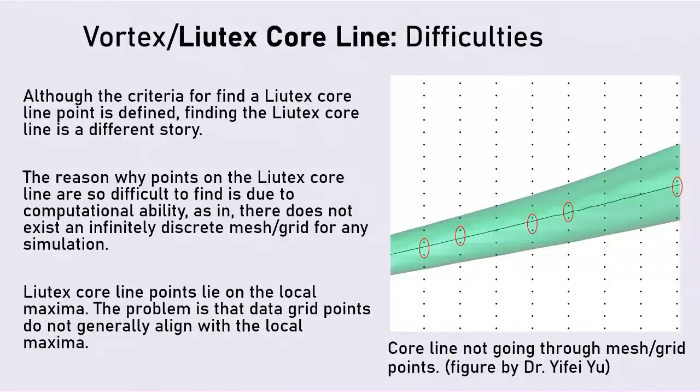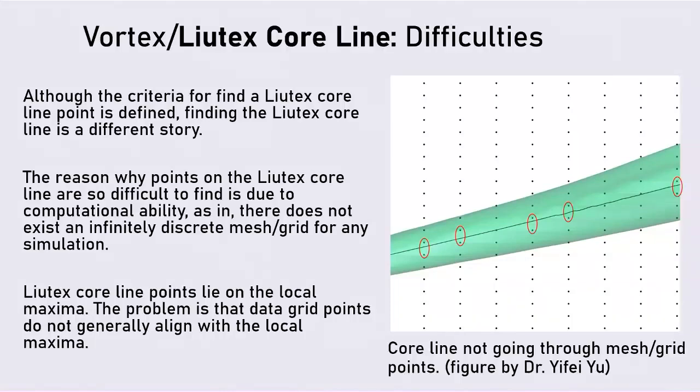So there are some difficulties when finding the Liutex core line. Although the criteria for finding a Liutex core line point is defined, finding the Liutex core line is a different story. The reason why points on the Liutex core line are so difficult to find is due to computational ability. Well, because there doesn't really exist an infinitely discrete mesh or grid for any simulation. Liutex core line points lie on the local maxima. The problem is that data grid points do not generally align with the local maxima.